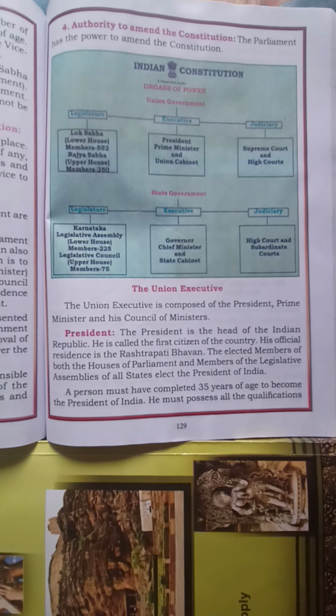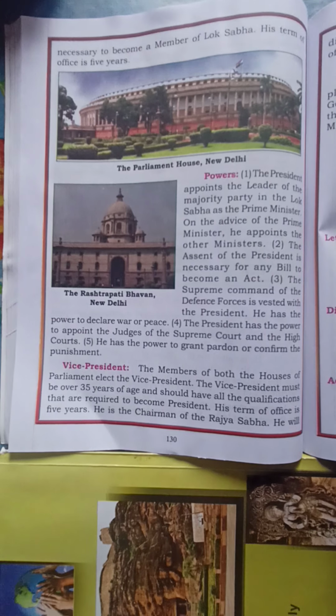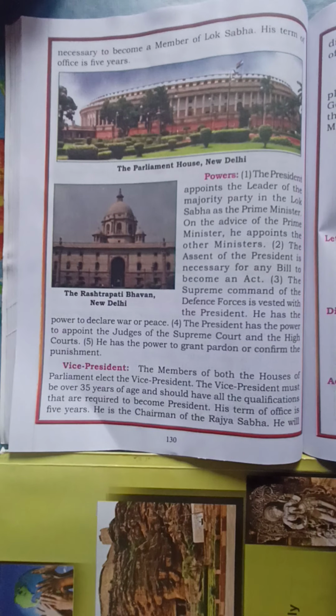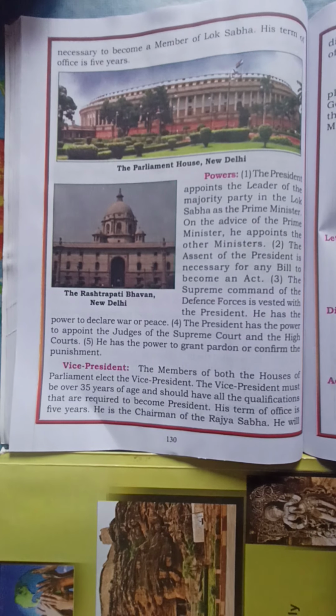So what is the age limit here? He must have completed 35 years of age to become a president of India, and he must possess all the qualifications necessary to become a member of Lok Sabha. So all the qualifications, whatever is necessary to become a member of Lok Sabha, he should have, and his term of office will be 5 years. For 5 years he can rule.